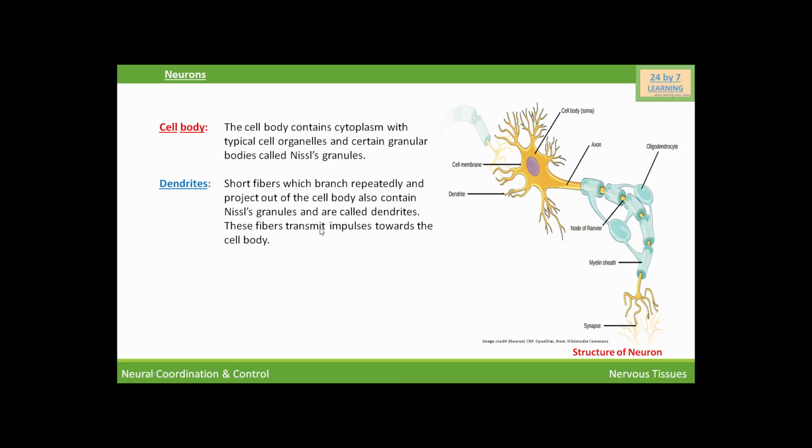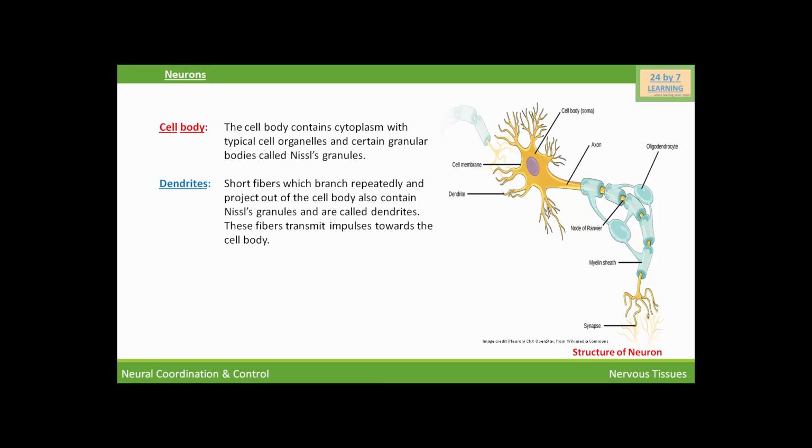These fibers transmit impulses towards the cell body. One thing you must notice about dendrites is that they transmit impulses towards the cell body. That means taking impulses from outside and forwarding them towards the cell body. So it receives information from other neurons through synapses.